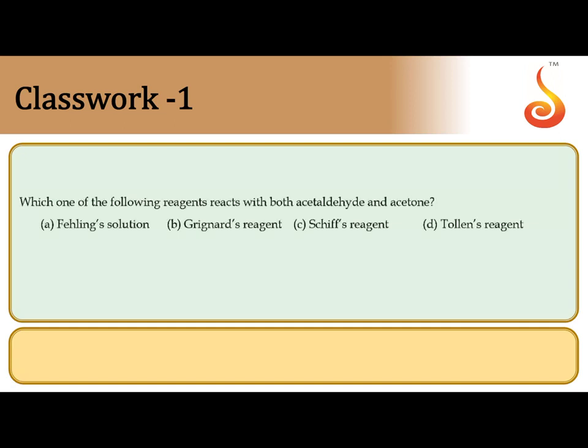Which one of the following reagents react with both acetaldehyde and acetone? See Tollens reagent, Schiff's reagent and Fehling's solution. These three are used to distinguish aldehydes and ketones. That's why these three can react with only acetaldehyde, not with acetone. So Grignard's reagent can react with both acetaldehyde and acetone.